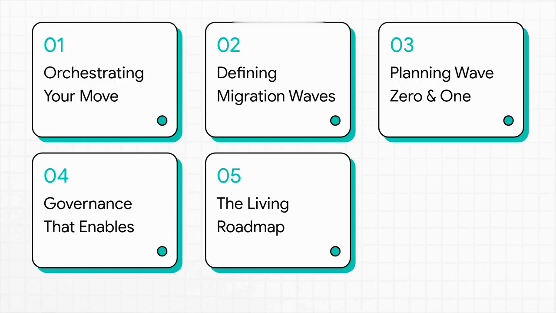Well, in this explainer, we're going to build out a really clear, structured plan. First, we'll get into the whole art of orchestration. Then, we'll define what migration waves actually are and figure out our critical first moves. After that, we'll talk about the governance you need to keep it all on track. And finally, we'll pull everything together into what I call a living roadmap. Sound good? Let's dive in.